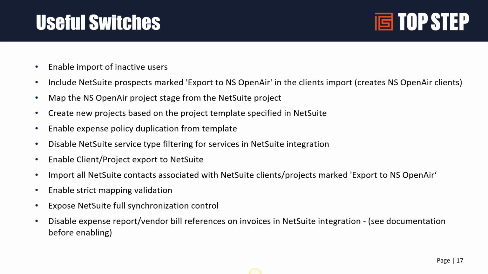Another switch that we use a lot is being able to bring in prospects, especially where NetSuite customers are using a CRM as part of the NetSuite footprint. A lot of times, customers come in, but if you do want prospects before an opportunity goes closed won, you can turn on the switch that allows prospects to come through as long as they have the export to OpenAir checkbox. This would create a customer in OpenAir. It would look the same as any other customer, but it would allow you to bring in projects early, potentially before closed won, before NetSuite converts the prospect to a customer.